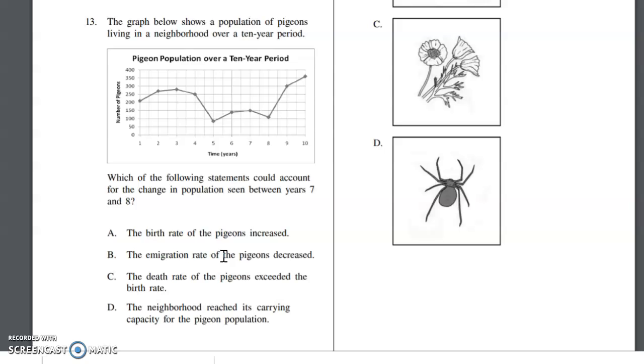C says the death rate of pigeons exceeded the birth rate. Well, if more are dying than are being born, yes, that would decrease the population. So C sounds good. Let's just look and see what D said. D said the neighborhood reaches carrying capacity for the pigeon population. That would tend to make a little dip in the population if it surpassed the carrying capacity. But I don't know that that's the case because we were higher there and we were higher there. So I think C would probably be the best answer. What makes population decrease? That would be the death rate of the pigeons was greater than the birth rate. C would be the correct answer.